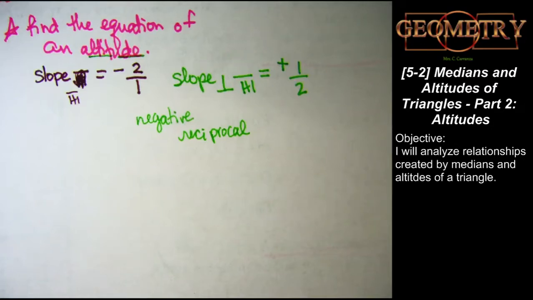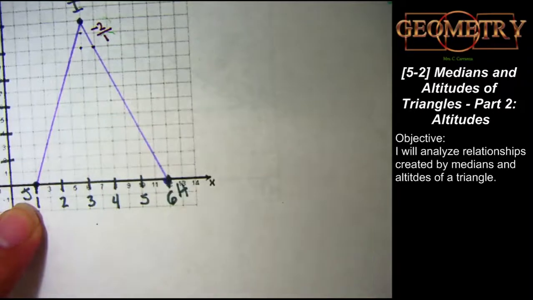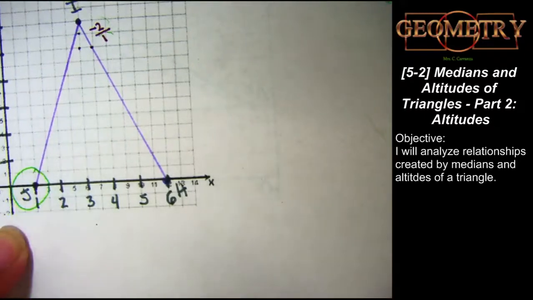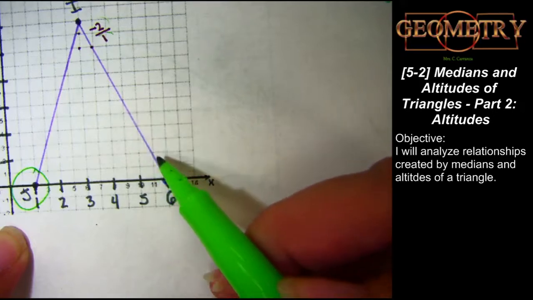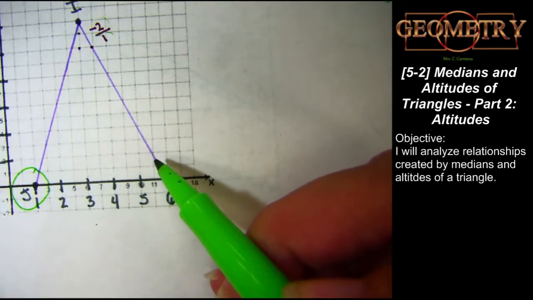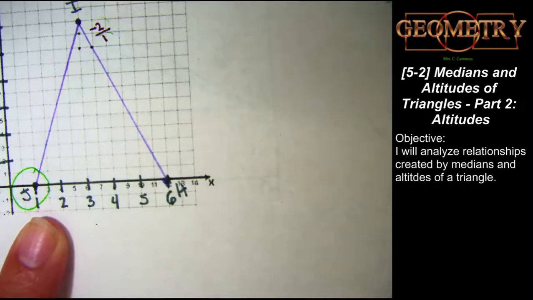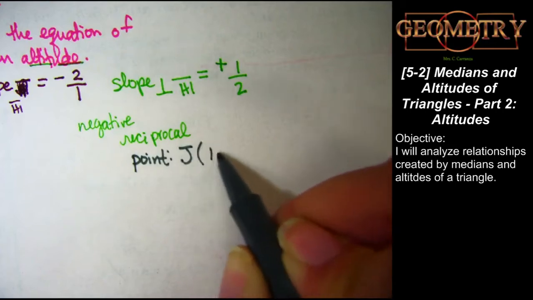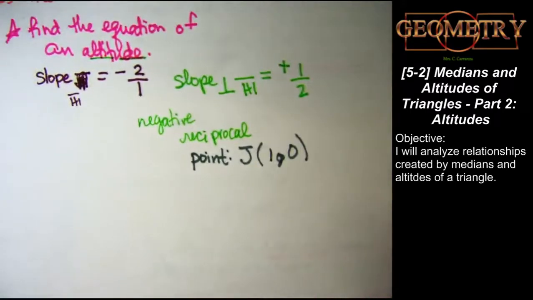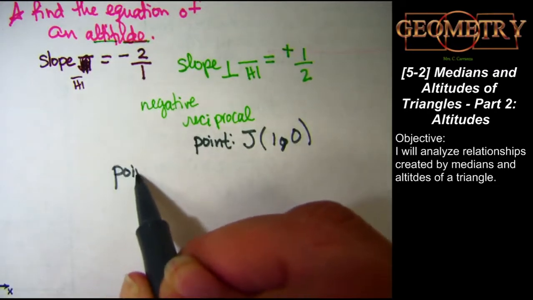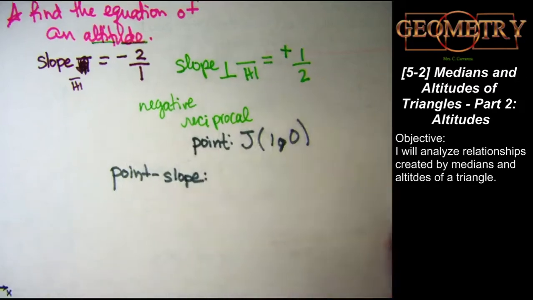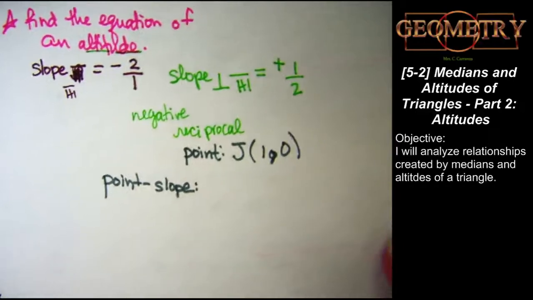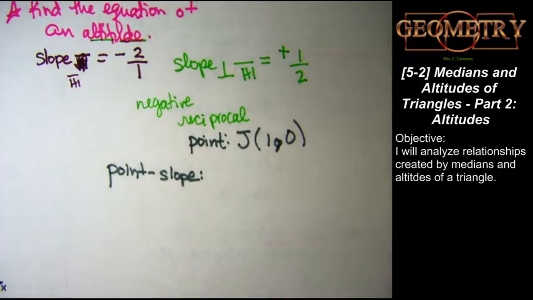But the direction said, find the equation. I now have a slope. Altitudes go perpendicular to a side and through the other vertex. So this is the point the altitude goes through, and it ends up perpendicular to this side. I have the slope of that perpendicular line, and now I have coordinates for a point, the point 1, 0. I can then use the point slope form of the equation of a line, because I have information about a point and a slope, in order to generate an equation of the altitude.